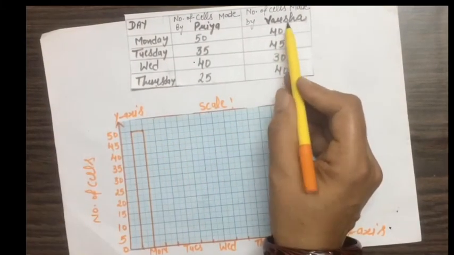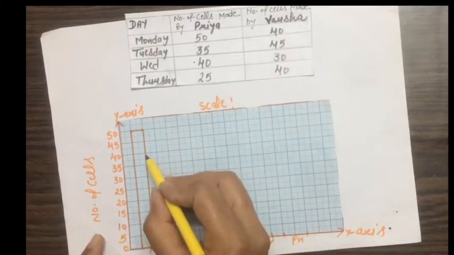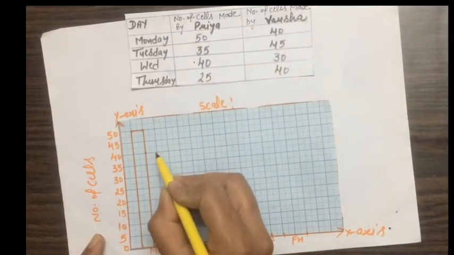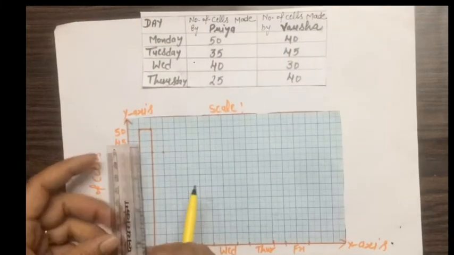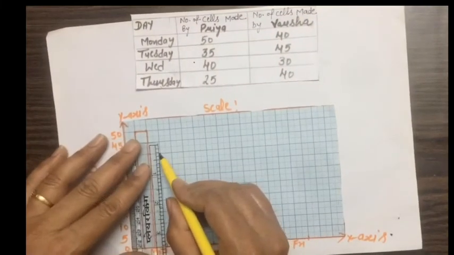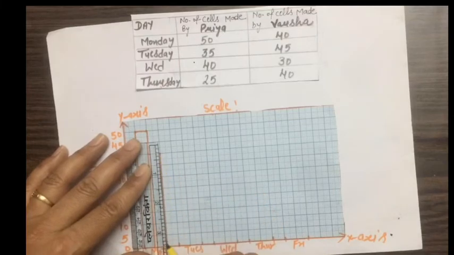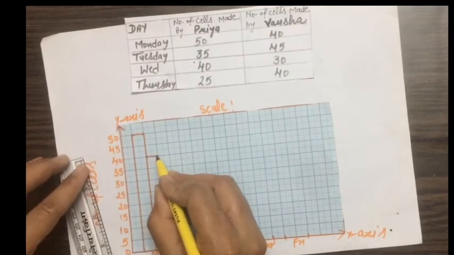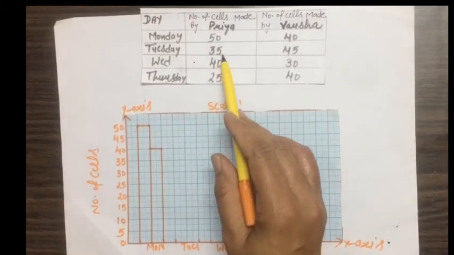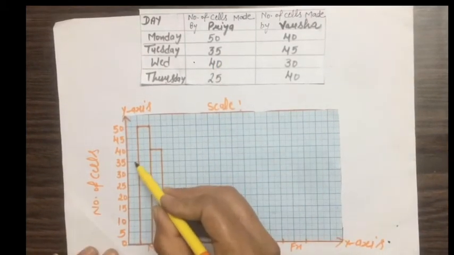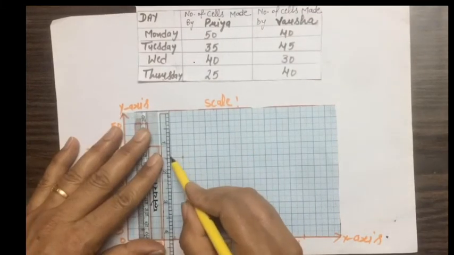Now join this, and now cells made by Varsha is 40. So represent here without gap because they are representing on Monday. Draw another rectangle. We will join these two rectangles. We will not take gap between them. On Tuesday 35. So where is 35? Here. Join these.